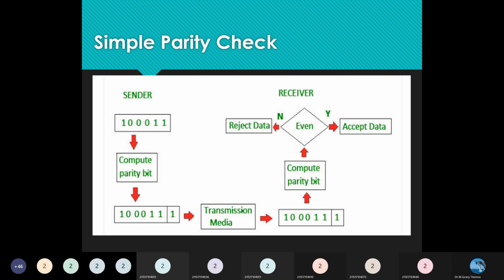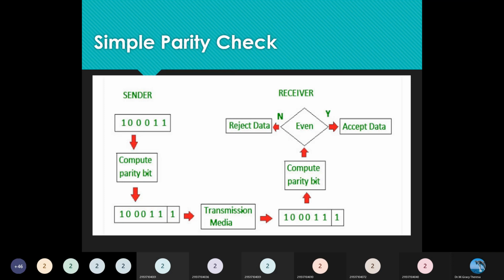Okay, this is a simple parity check. When the receiver receives, he should detect, because as I said, noise is nothing but a single bit being changed to 0 or 1. That we call a single bit error or burst bit error. So this is possible only for single bit error. If there is an even number of ones, that's no problem. If there is an odd number of ones, then that particular data will be rejected. This is a simple parity check code for detecting errors.